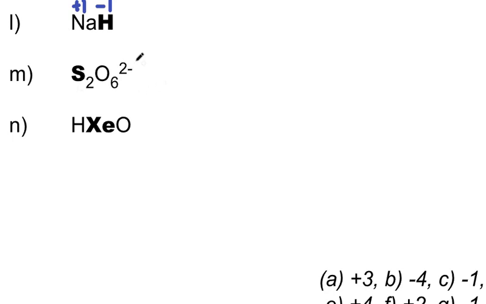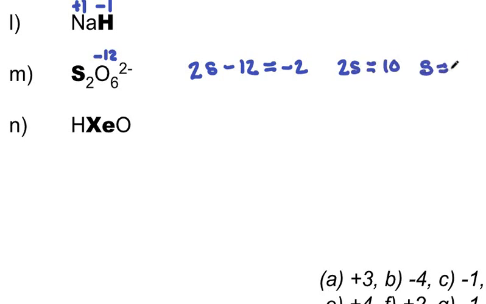S2O6, I don't know what this is, but I know that oxygens are -2 each, so if we have 6 of them, that's -12. We have 2 sulfurs, and our total is -2, so we can write 2 sulfurs -12 for the oxygen makes a total of -2. And now pretend you're in math class, add 12 to each side. 2S equals 10. Divide both sides by 2. The oxidation number of sulfur is 5.